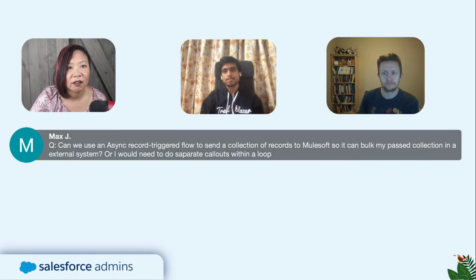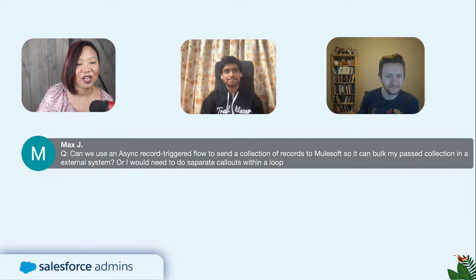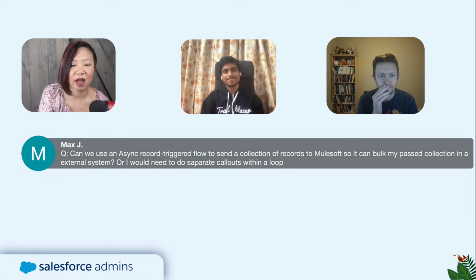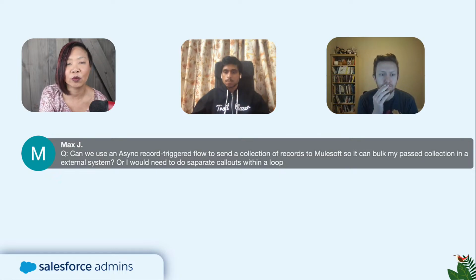Okay, all right. Max has another question. Can we use an async record-triggered flow to send a collection of records to MuleSoft so that it can bulk process my collection to an external system, or would I need to create separate callouts within a loop?